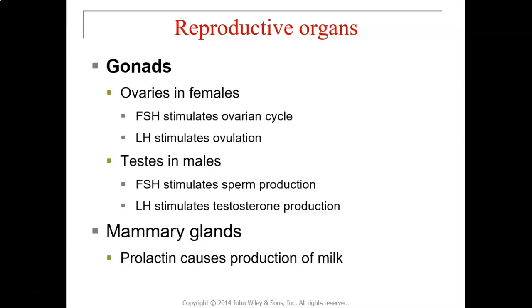Gonads, right? Gonads are just a generic term. The gonads in females are ovaries. FSH, follicle stimulating hormone, is something that the gonads can produce. LH helps stimulate ovulation. Now, FSH and LH are also being released from the pituitary gland. So the hypothalamus releases something called gonadotropin. That gonadotropin then stimulates the release of FSH and LH. In the testes, FSH is going to stimulate the sperm production, whereas LH is going to stimulate testosterone production.